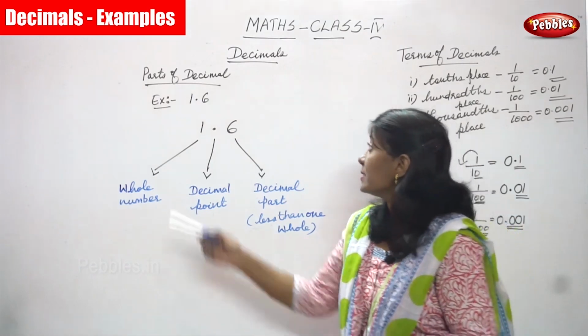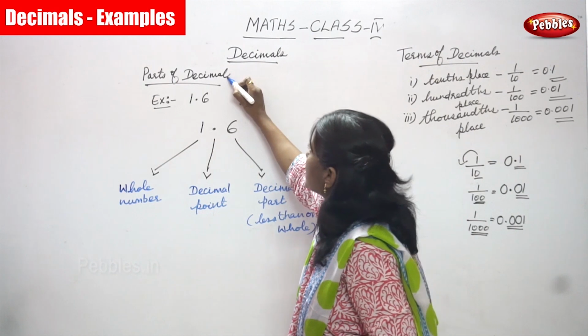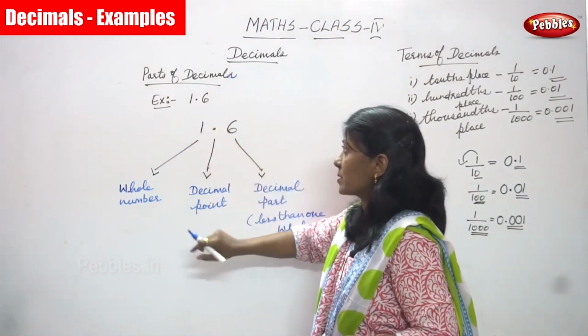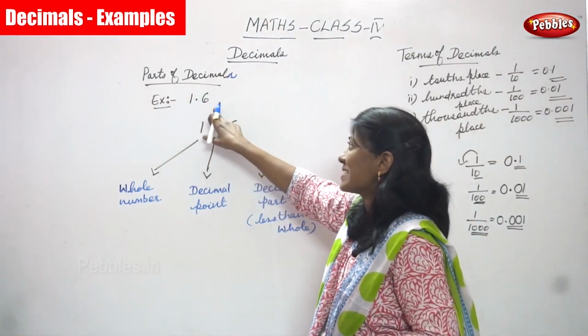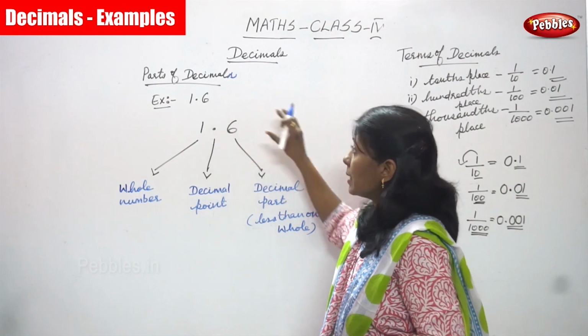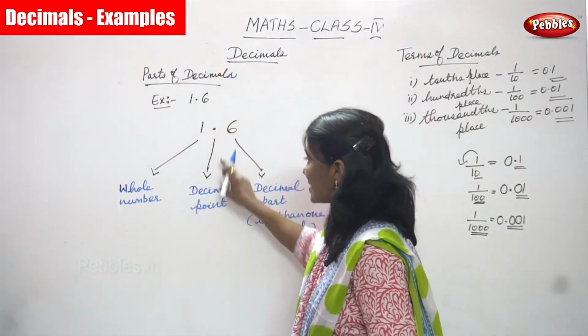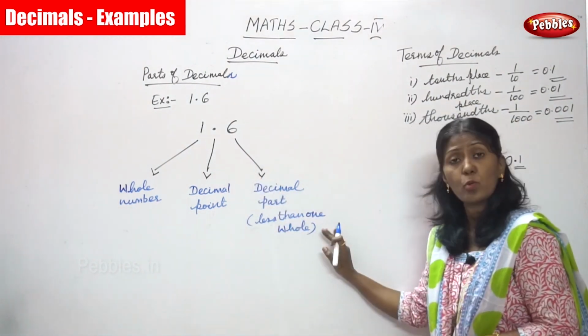Now look at this. Now we are going to see parts of decimals. That means, example 1.6. So 1 is a whole number. This is a decimal point, and 6 is a decimal number, or decimal part. So 1 is a whole number I have written, and point is a decimal point, and 6 is a decimal part. It is less than 1 whole.